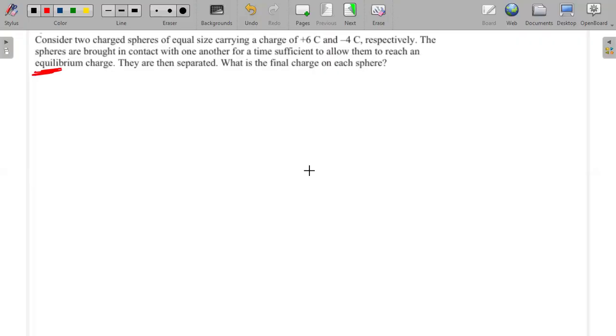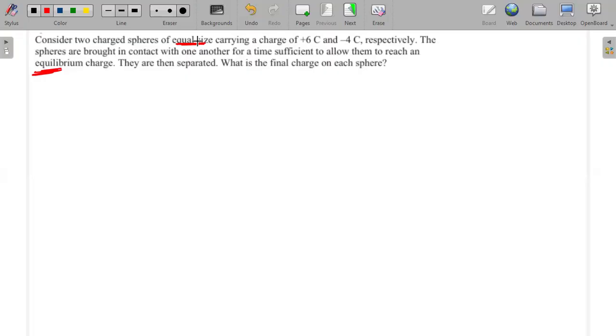In this particular case, they've told us the spheres are of equal size. What does that mean? It means they are going to share the charge equally. The charge distribution at the end is going to be equal. That's what you're supposed to understand in this question.